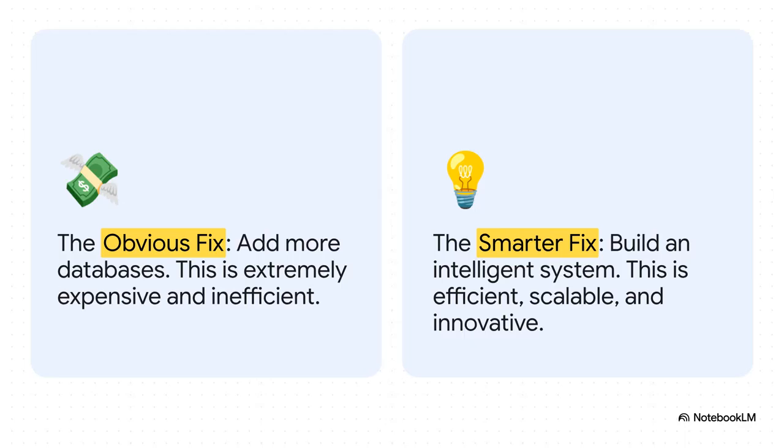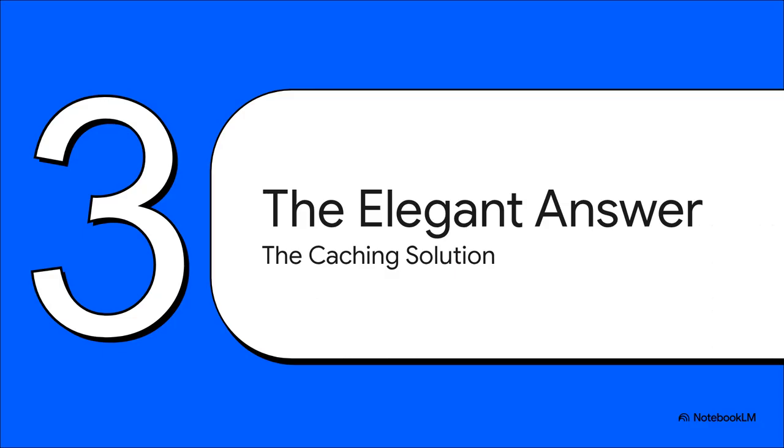And that's not exactly what you want when you're just trying to get a ride home, right? So Uber basically had a choice to make. They could have gone the obvious route and just bought thousands and thousands more databases, just throw money at the problem. But that's not only incredibly expensive, it doesn't really solve the core speed issue. Or they could do something much harder, but way, way smarter. Innovate. Build a truly intelligent system from scratch. And well, they chose the smarter fix. And that smarter, really elegant answer can be summed up in just one word: caching. This is the secret weapon that makes the whole thing possible.